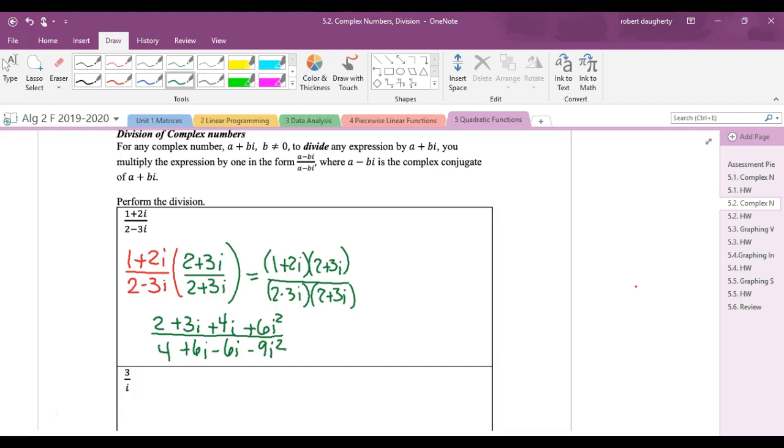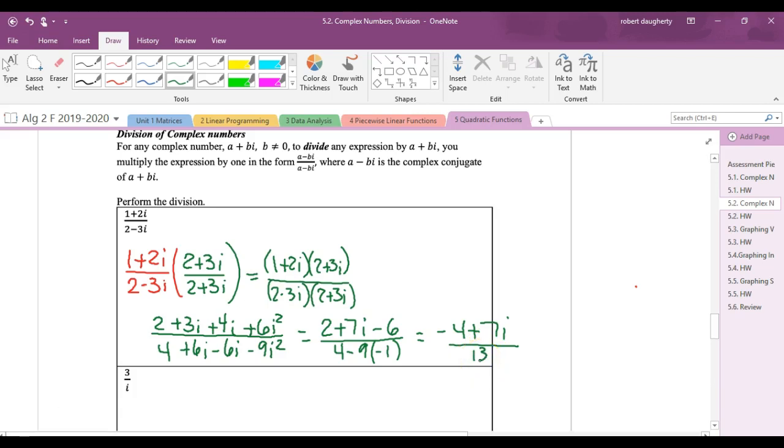So what do I get on the top? This is 2 plus 7i. And what is i squared? Negative 1. So this is 2 plus 7i minus 6 over, and this is 4 minus 9. What's i squared? Negative 1. So this becomes negative 4 plus 7i over what? 4 minus negative 9. What's 4 minus negative 9? I'm going to go with 13.